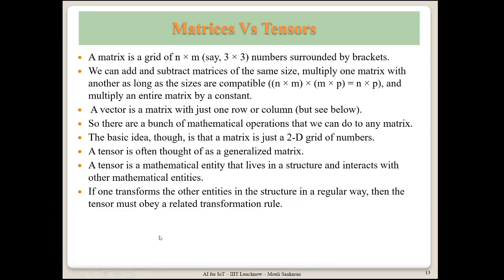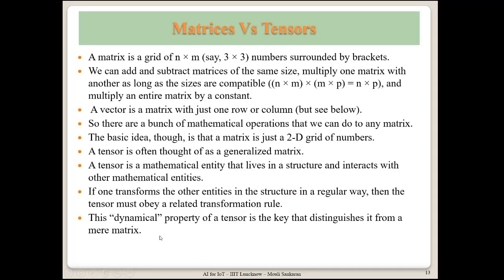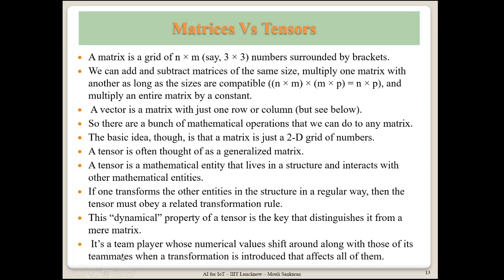So there are some differences between a normal matrix and a tensor. This dynamical property of a tensor is the key that distinguishes it from a mere matrix. It's a team player whose numerical values shift around along with those of its teammates. Okay, I am calling the other tensors in the network teammates, and when a transformation is introduced, it affects all of them. So that's why a tensor has a static data type, but it has dynamic dimensions, because they depend on transformations happening on nearby tensors, thereby they also get modified.